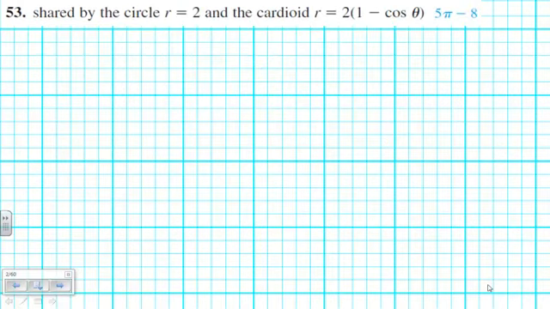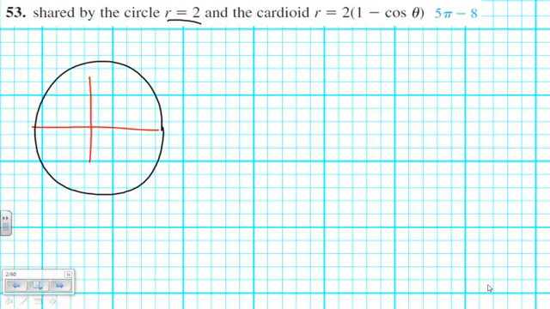Just replace the signs. Problem number 53, the area shared by the circle r equals 2, a circle with radius 2, and then the cardioid r is equal to 2 times 1 minus cosine.